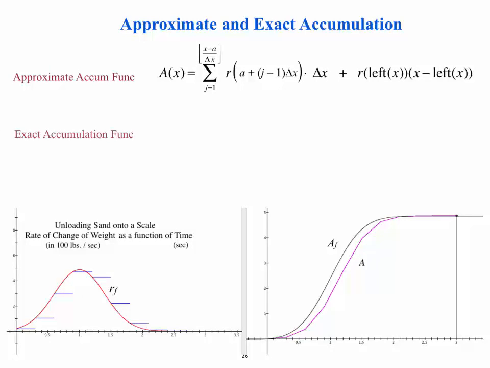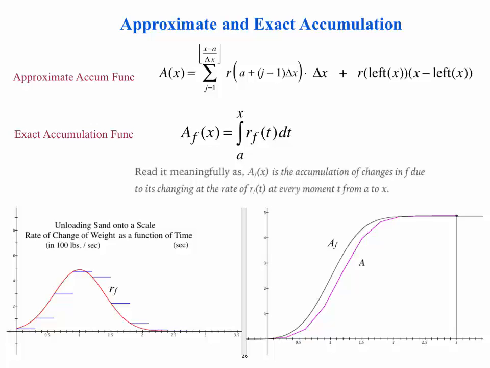So again, how do we read that thing? It's the accumulation of changes in f due to its changing rate r sub f at every moment t from a to the final value x. So t is going to take on every moment between a and x, and that gives us the actual rate function that we will accumulate at.